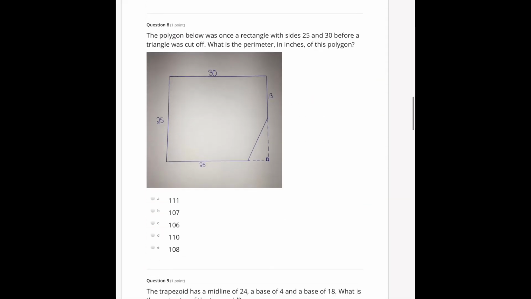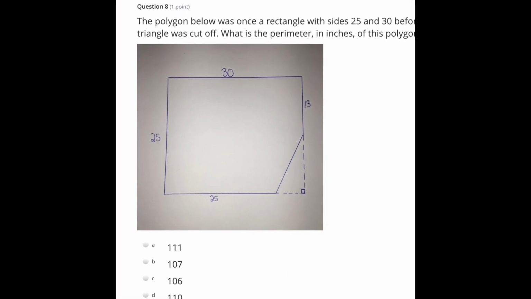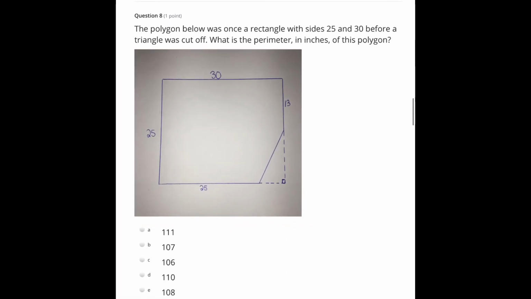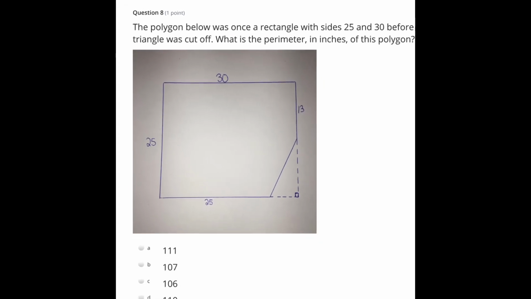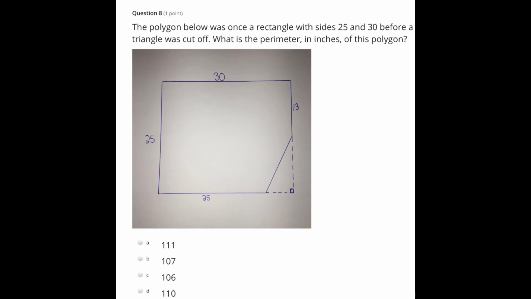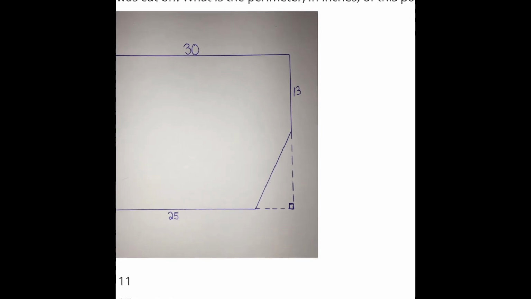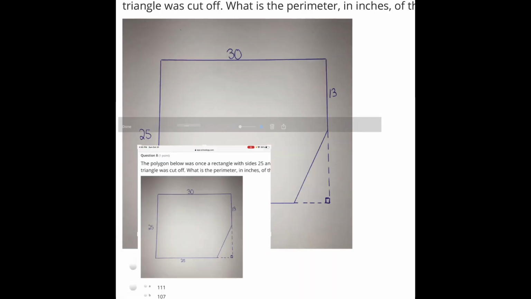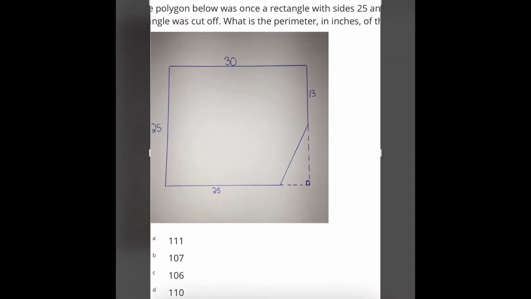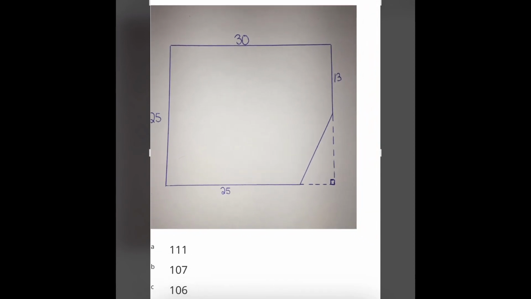Okay, number 8 wants the perimeter of this polygon before the triangle was cut off. Before the triangle was cut off, the rectangle was a 25 by 30, so they cut a triangle out of it. What's the perimeter of the shape now that the triangle was cut out? Well, we have all the sides except the hypotenuse of that right triangle, but I could figure out the legs of that right triangle.